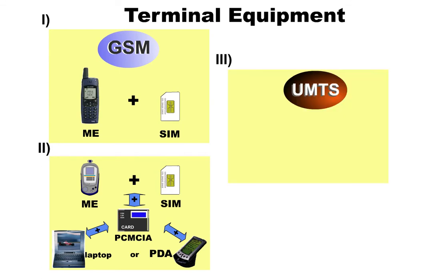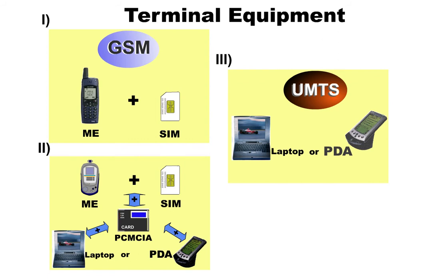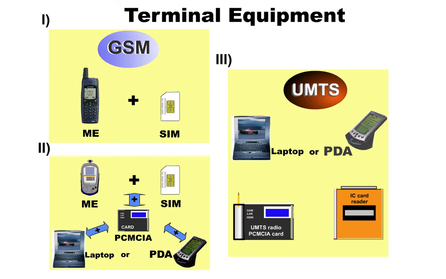UMTS also allows the combination of a computer, a radio PCMCIA card, and an external IC card reader. Here, the computer serves as the user interface within the network. The radio PCMCIA card only provides the access to the radio network. An IC card takes over the SIM card functionality, but with a better memory capacity and processor performance. It's connected to the computer via an IC card reader.